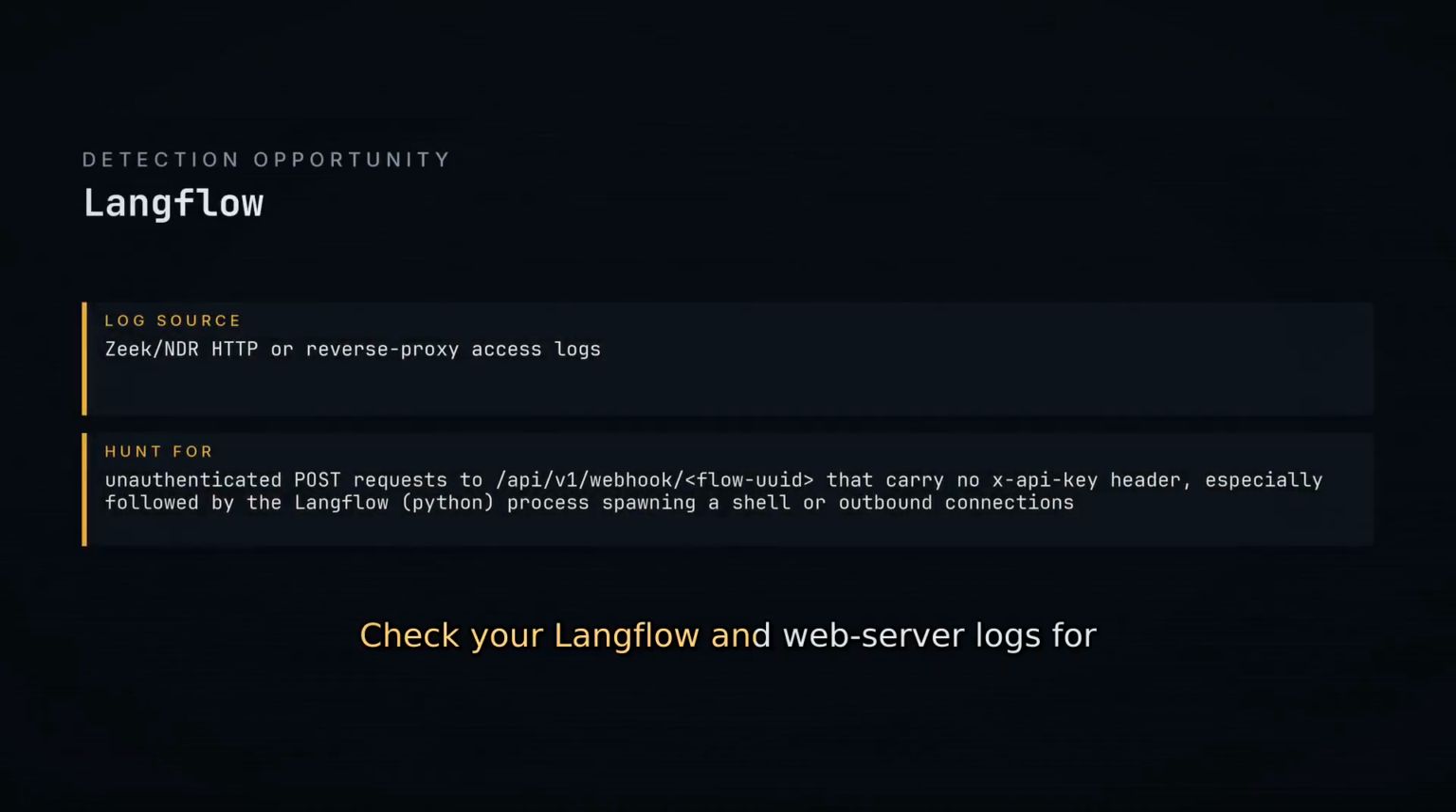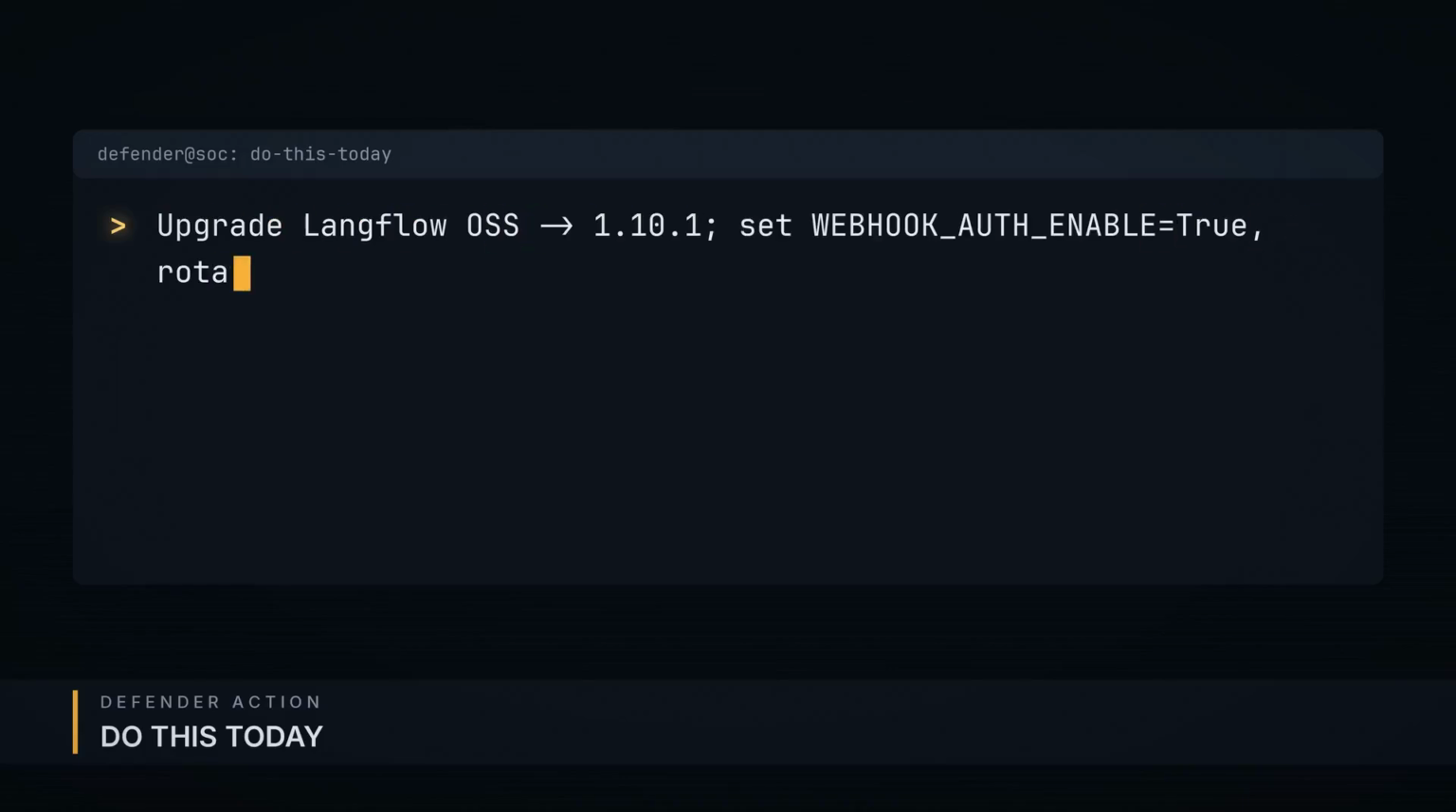Check your Langflow and web server logs for POST requests to the webhook endpoint carrying a flow identifier but no API key. That's the bypass in action. Upgrade Langflow open source to 1.10.1, set the webhook auth flag to true, and rotate any hard-coded secrets. Make sure no instance is internet exposed.